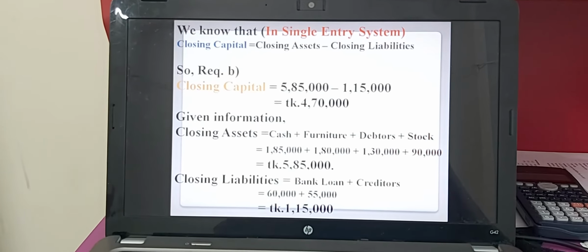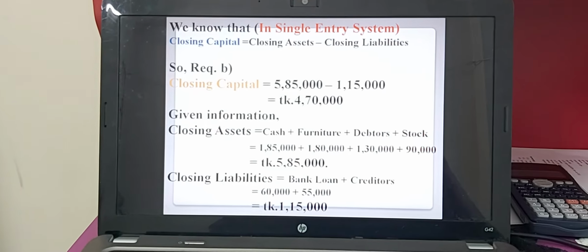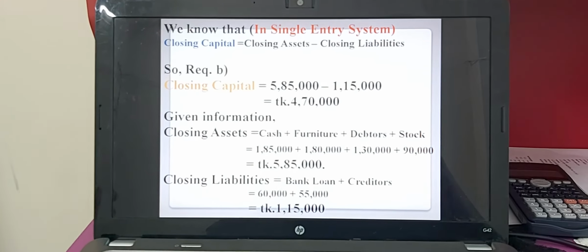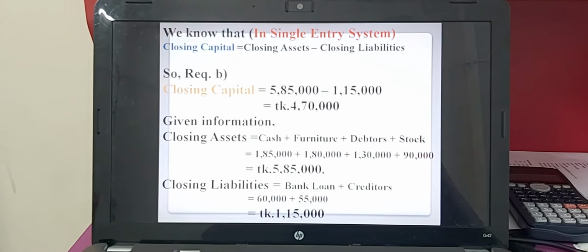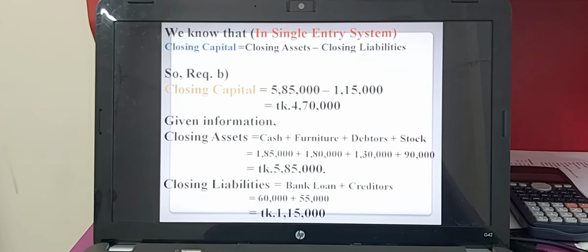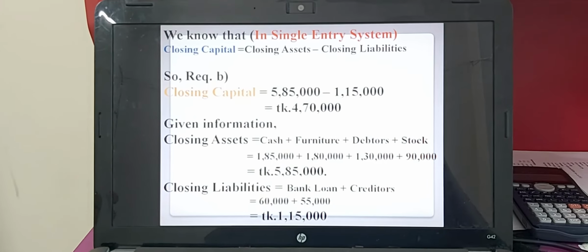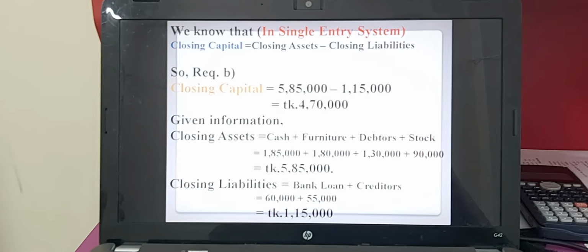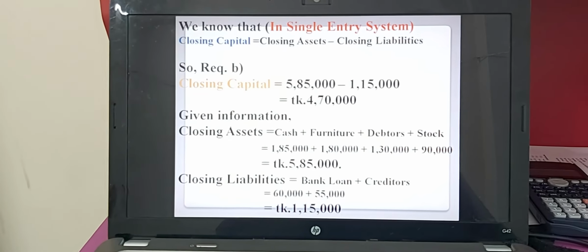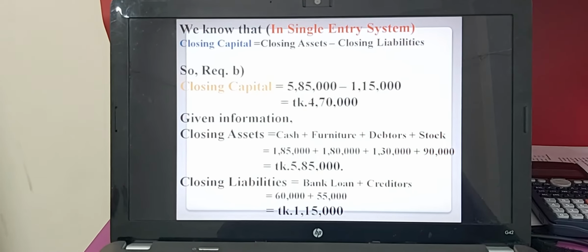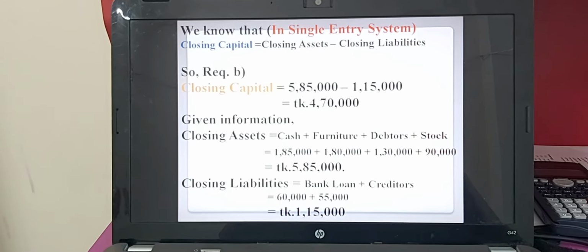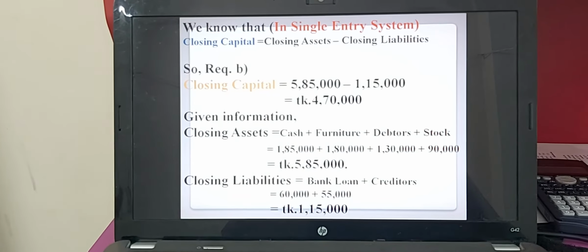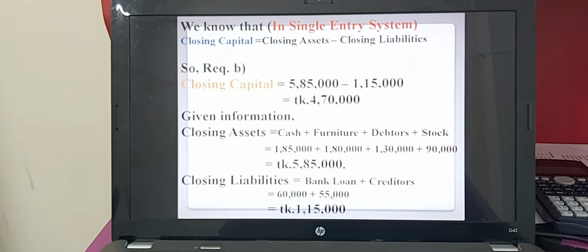Cash, that is the amount 1,85,000. Furniture, that is the amount of 1,80,000. Debtors, that is the amount 1,30,000. Stock of goods, that is the amount of 90,000. All amounts are taken from the stem, which you can see in your textbook. Total amount of closing assets, that is Taka 5,85,000.